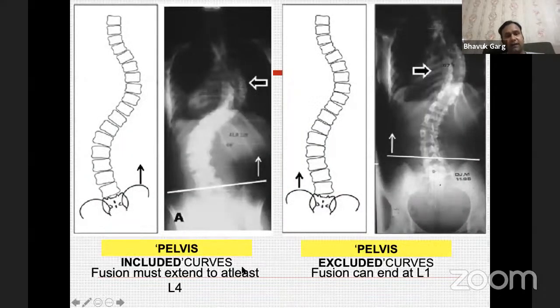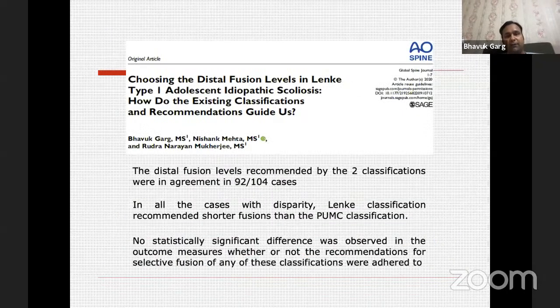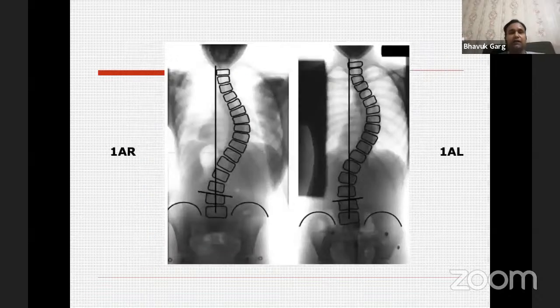There is another classification which says that if the pelvis is included, that means the pelvis is tilted in the other direction, you have to go down to at least L4. And if the pelvis is excluded, then the fusion can end at L1. We published an article last year where we looked at the Lenke and the PUMC classifications, and there was no statistically significant difference whether you follow a particular guideline recommendation.